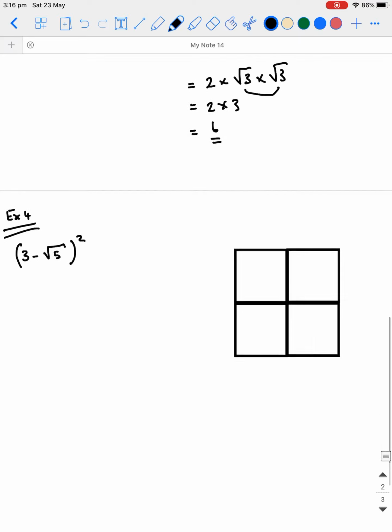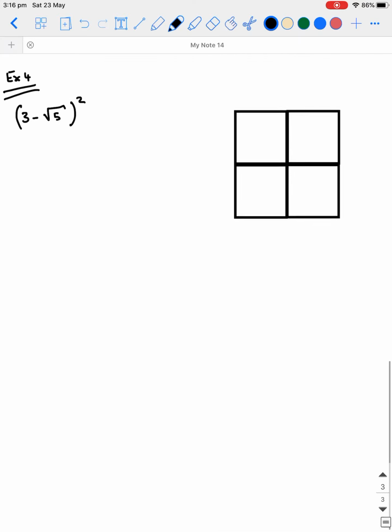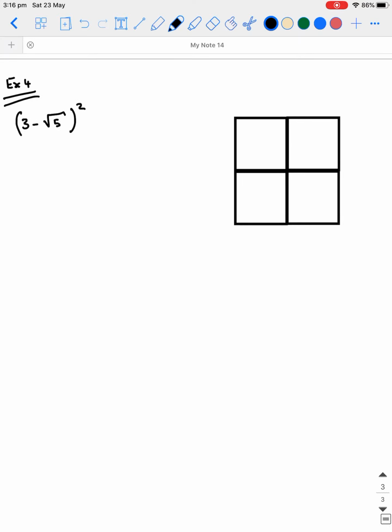Now, the fourth example involves squaring a bracket. So what we want to do is take 3, subtract the root of 5 and square it. Now the first thing you have to recognise is that squaring a bracket doesn't mean you just square the two terms inside the bracket, because if you square a bracket or a term, any number, you multiply that by itself.